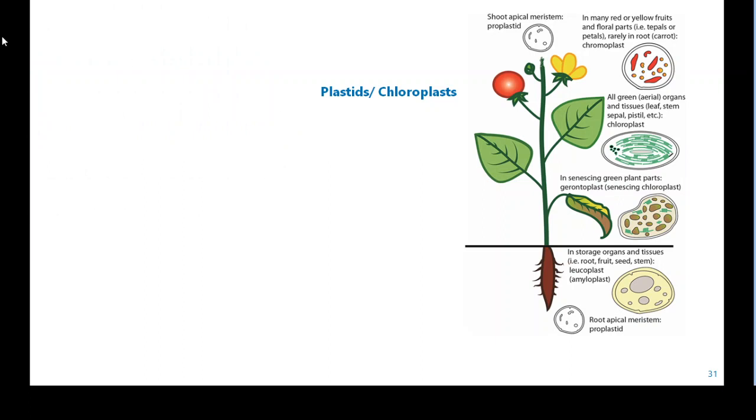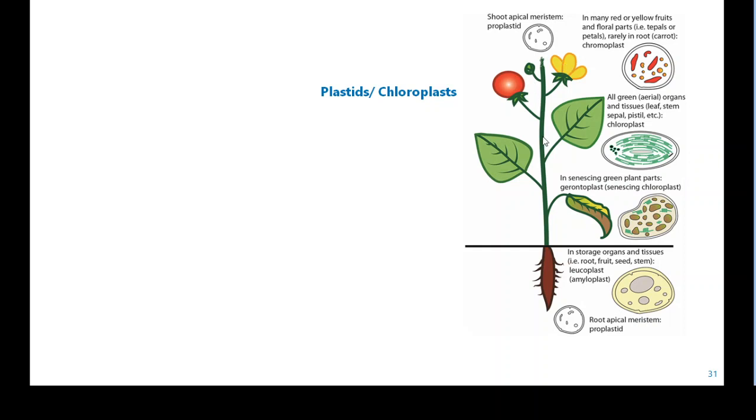Now if we see plastids in plants, can you identify them? Let's see. The flower is yellow in color and this fruit is red in color. Which type of plastid will be present? Yes, yellow, red, orange means it is a chromoplast. What will be the function of chromoplast? Chromoplasts will help flowers to attract bees for pollination, right?